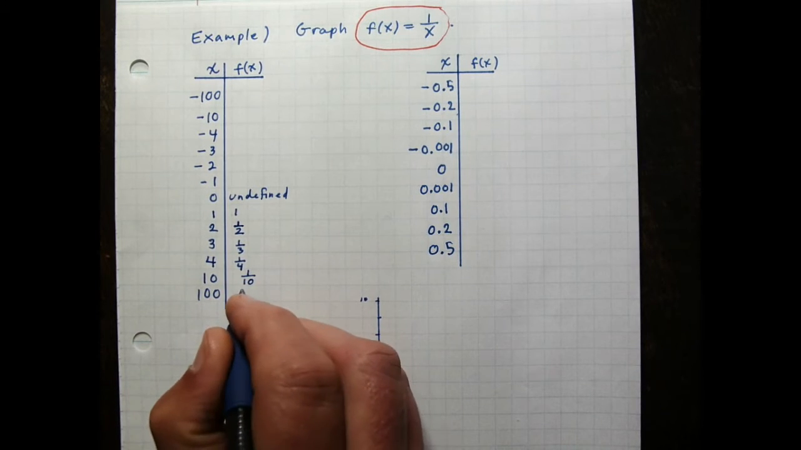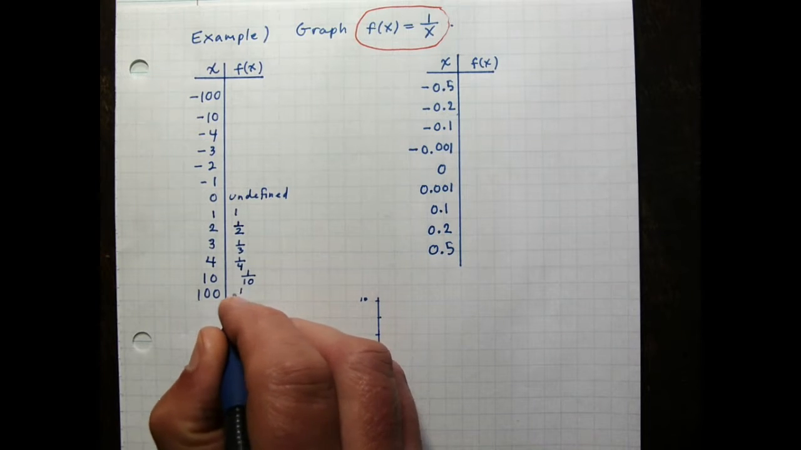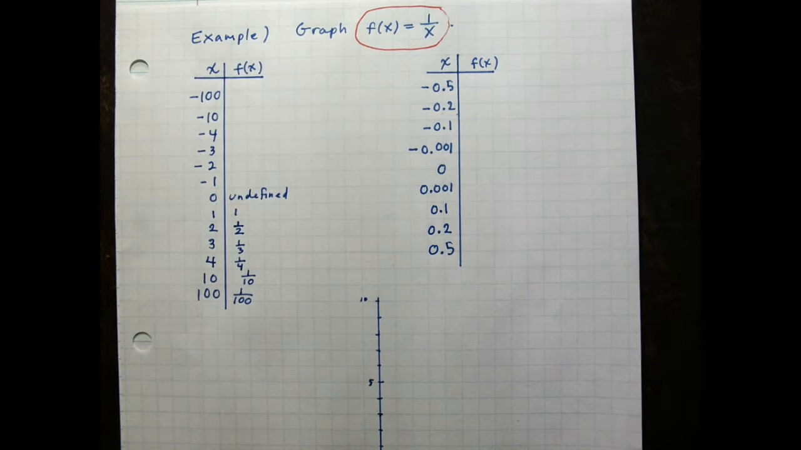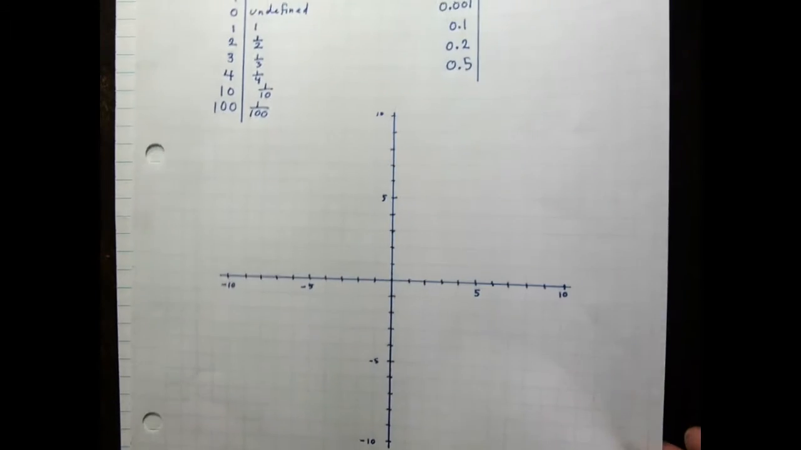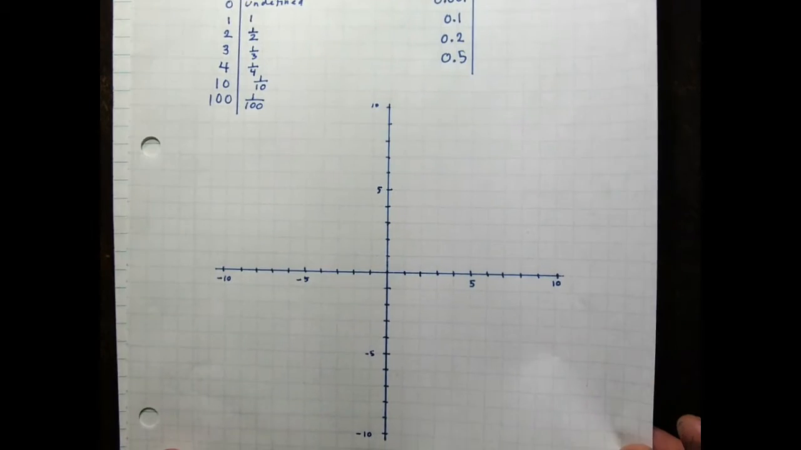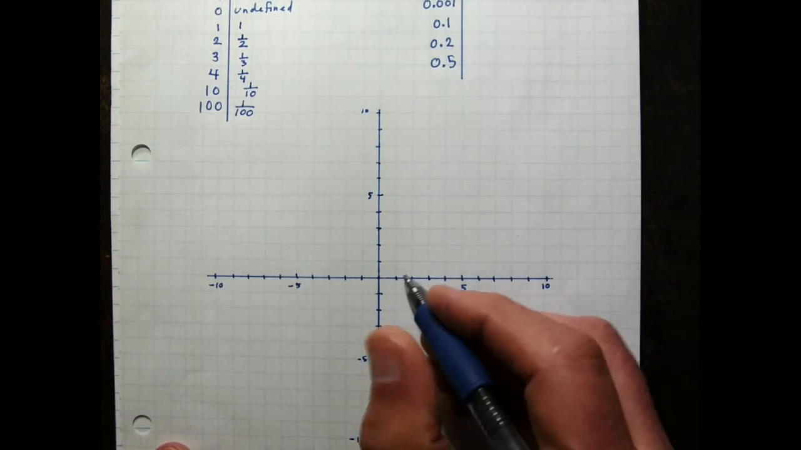And at 100, we won't be able to plot this on my graph, but we're going to get the value 100. Now let's just go down here and plot some of these on my graph grid. So at 0, there's nothing to plot.